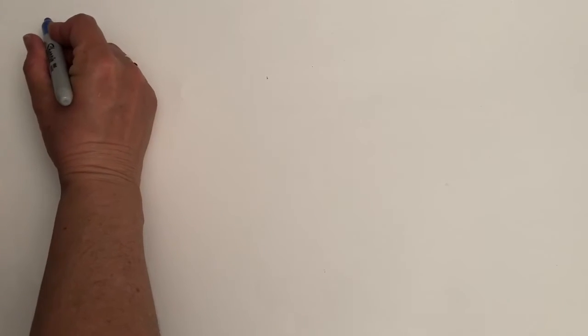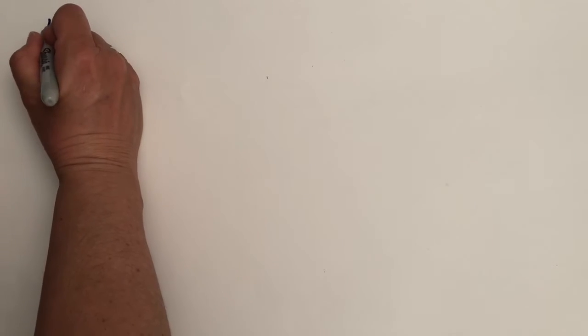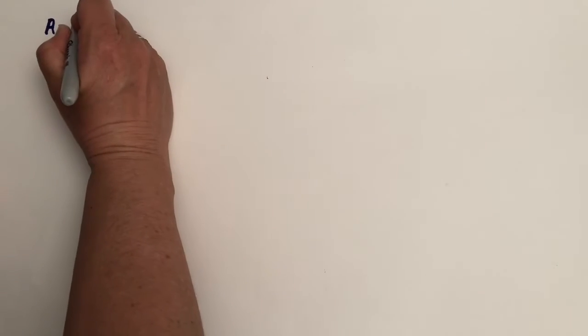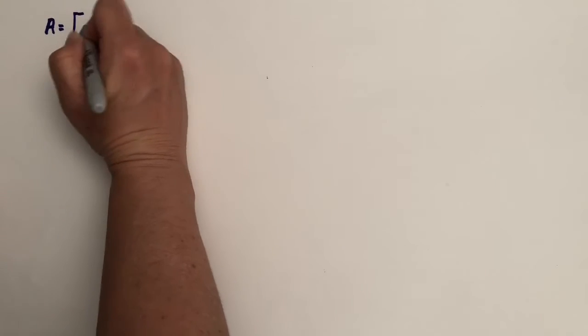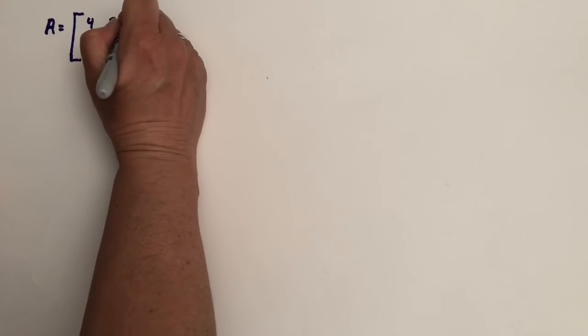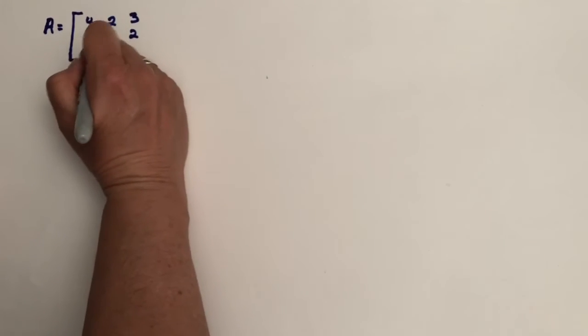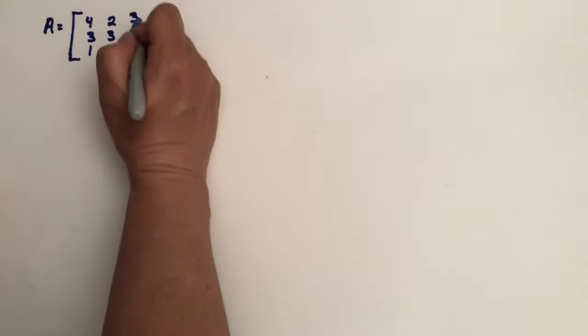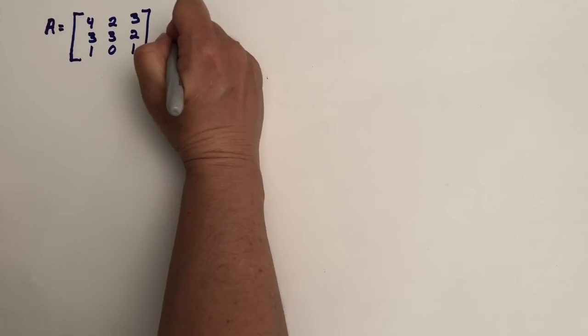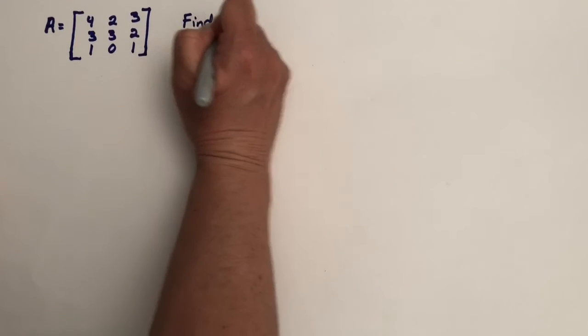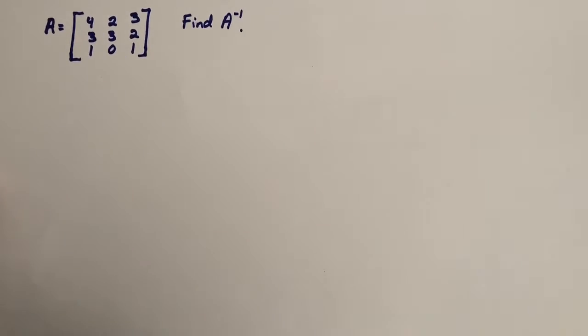I'm going to move the camera up a little bit so we have a little more space here. We're going to let A equal this matrix. It's going to be 4, 2, 3, 3, 3, 2, 1, 0, 1. And our goal is still to find A inverse.